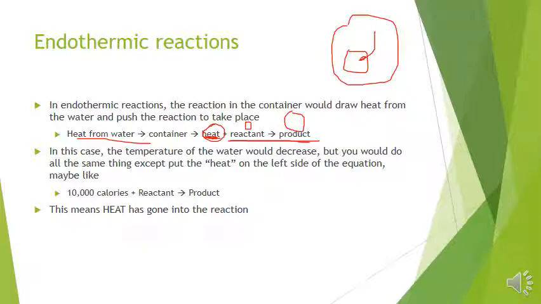So the water temperature will go down because it's losing heat, and the heat will go in to convert the reactant to product, and then you can measure. So you just measure the temperature. When it goes down, you put it in the same equation, but instead of putting it on the right side of the equation, like in the exothermic reactions, you put it on the left side. That means heat has gone into the reaction. It also tells me that the reactant has a lower enthalpy than the product, which is the opposite of the exothermic case, which was the other way around.